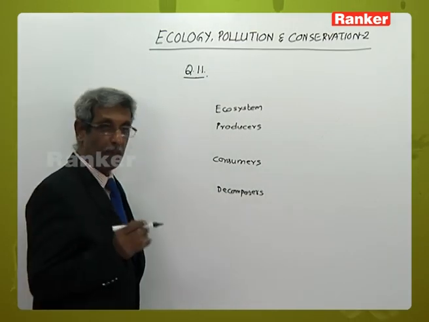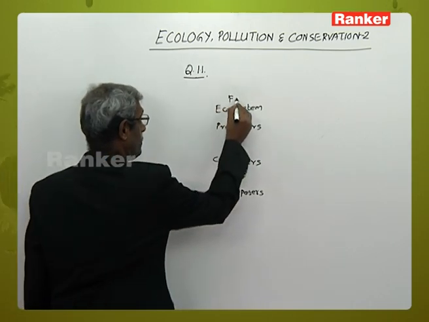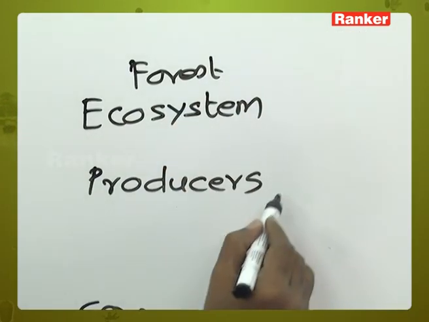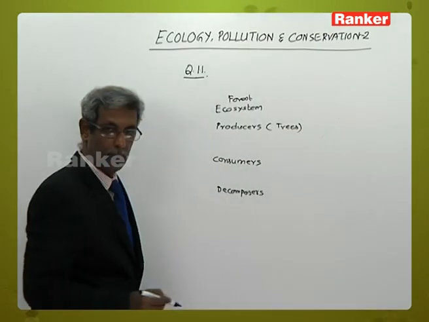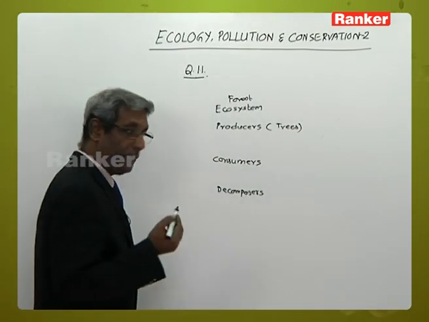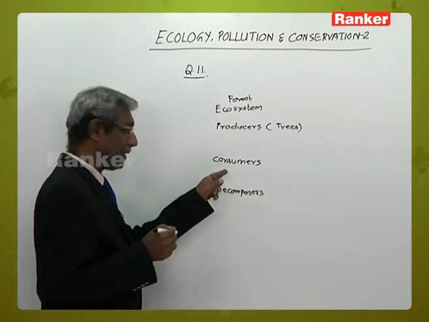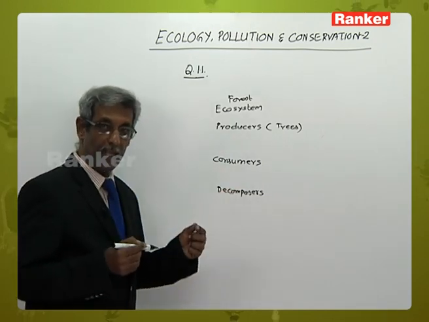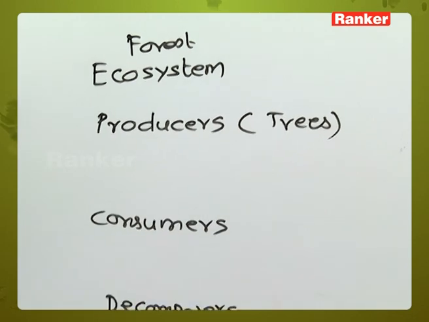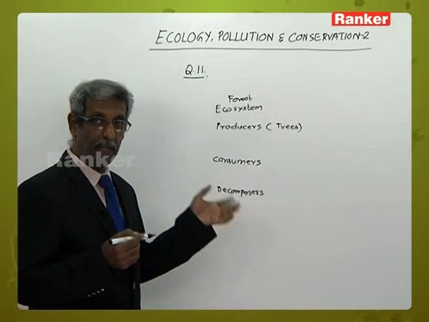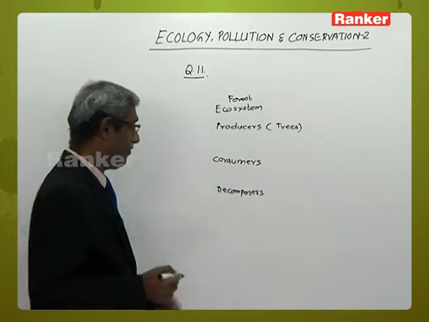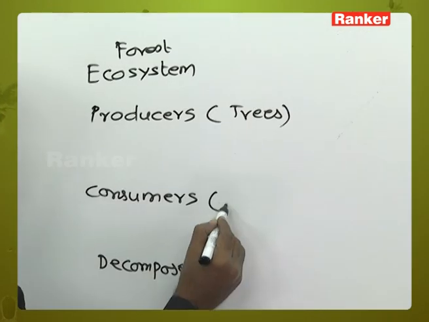So, normal producers in a forest ecosystem, the producers are the trees. The trees are in turn eaten by the consumers. That is, it could be a small consumer like an insect, or even animals, or we can have a deer which feeds on the fallen leaf. So, the consumers are primarily herbivores.